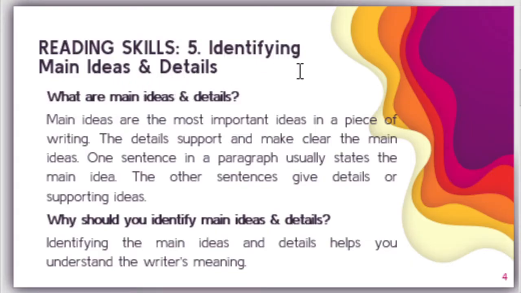So we discussed before that the main ideas are the most important ideas in a piece of writing. The details support and make clear the main ideas. One sentence in the paragraph usually states the main idea. The other sentences give details or supporting ideas. And we also discussed in the first lecture, as I remember, why should we identify the main ideas and details? We said it helps us to understand the writer's meaning.